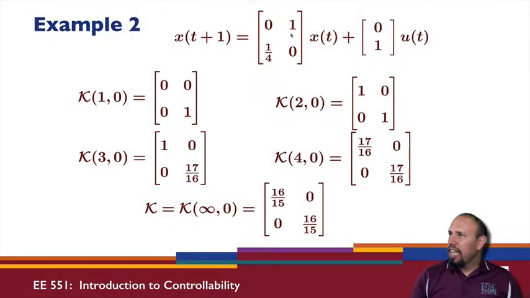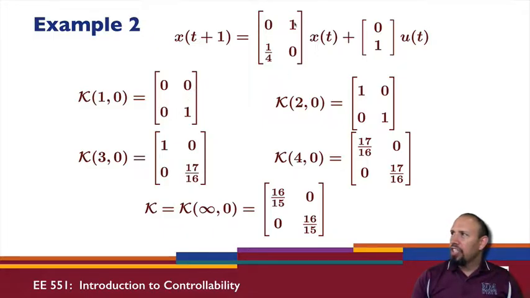All right, here's our next example. So this one is stable. This A matrix is stable. Here is our Gramian up to time 1. Here's our Gramian up to time 2, Gramian up to time 3, Gramian up to time 4. And if I go all the way up to infinity, here's my Gramian. In this example, all of the Gramians happen to be diagonal.